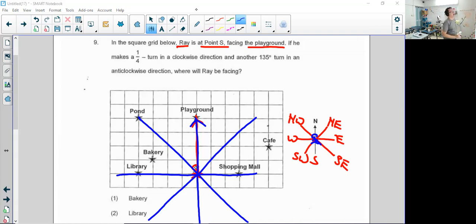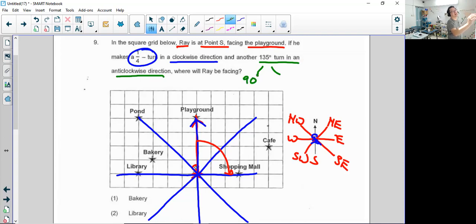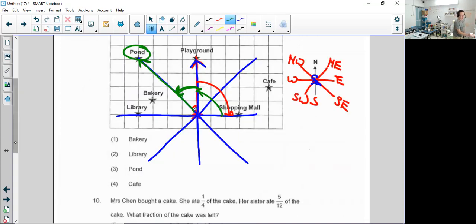So if he makes a 1/4 turn in the clockwise direction, where is the clockwise 1/4 turn from the playground in the clockwise direction? And then he makes another 135 degrees turn in an anti-clockwise direction. So you break up the 135 degrees into smaller numbers, 90 and 45. And what do you get? 90 anti-clockwise plus another 45 degrees backwards. So he will be facing the pond because the arrow is touching the line that is facing the pond. Okay, so he'll be facing the pond, which is answer number 3.